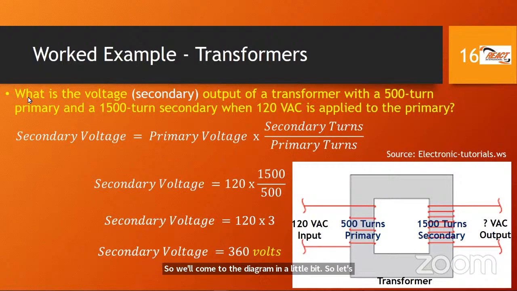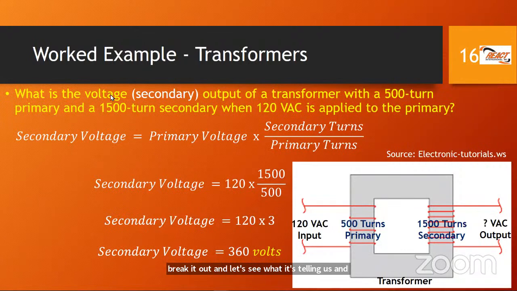It goes as follows. What is the voltage output of a transformer with a 500 turn primary and a 1500 turn secondary when 120 volts AC is applied to the primary? Okay, a pretty long question here, but let's dissect it. Let's break it out and see what it's telling us and what it's asking us.